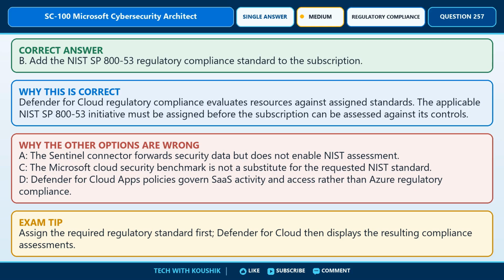Why are the other options not correct? A. The Sentinel connector forwards security data but does not enable NIST assessment. C. The Microsoft Cloud Security Benchmark is not a substitute for the requested NIST standard. D. Defender for Cloud Apps policies govern SaaS activity and access rather than Azure regulatory compliance. Exam tip. Assign the required regulatory standard first. Defender for Cloud then displays the resulting compliance assessments.